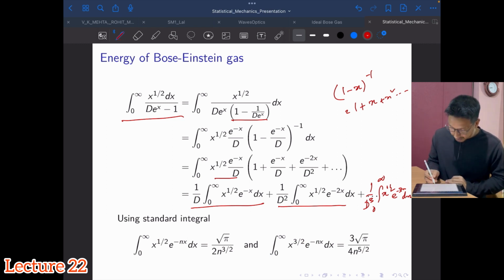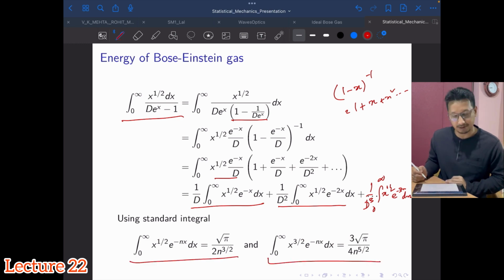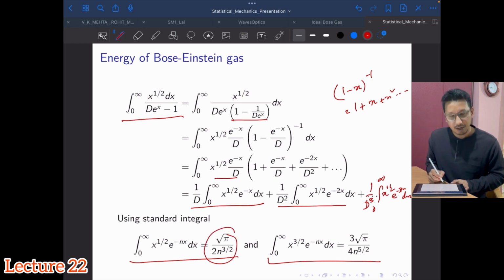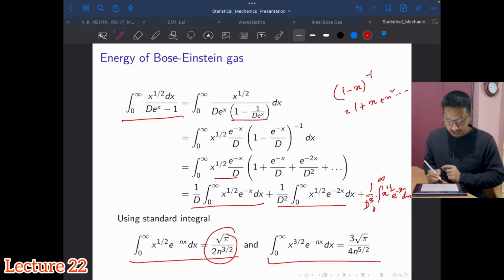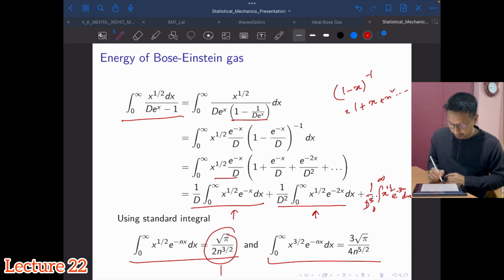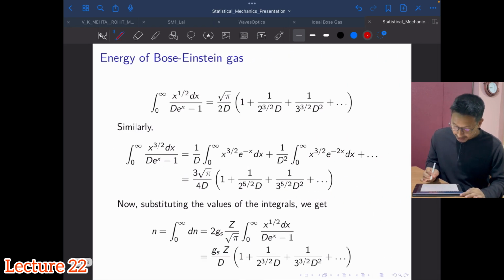For this integration, I need only this one, and I will use it later. For the integration from 0 to infinity of x to the power half, meaning 1 by 2, times e to the power minus nx dx, the result is given by square root of pi by 2 into n to the power 3 by 2. So for each term, let me substitute this value, and while doing so you will get this expression.